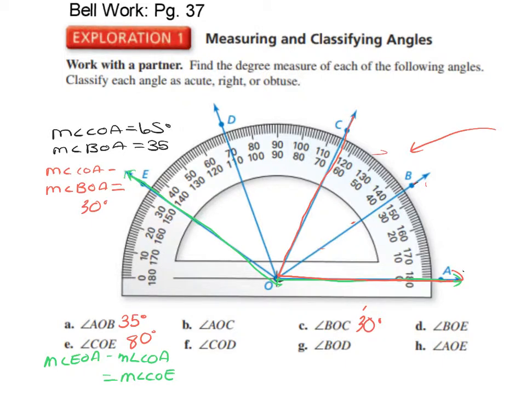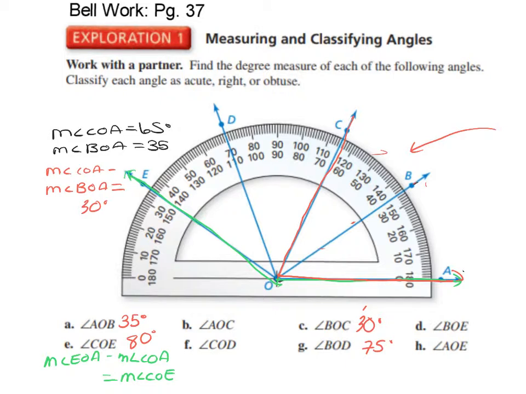No? Okay. What'd you get for G? Any thoughts? 75. 75 degrees. Okay.